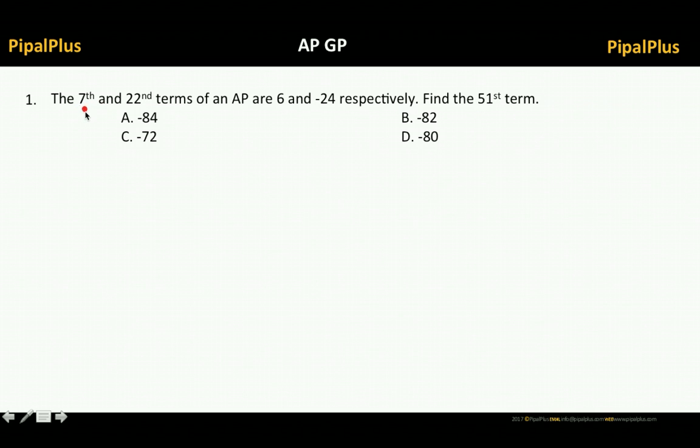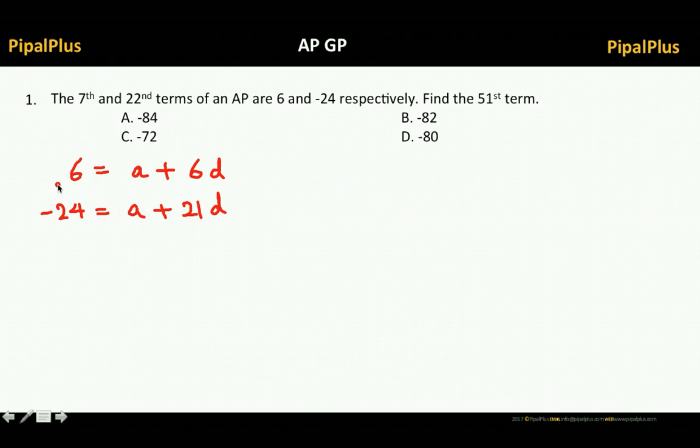So the 7th term, we know that nth term is given by a plus (n minus 1)d. So the 7th term, which is 6, will be equal to a plus (7 minus 1), 6d. Now the 22nd term similarly is given to us as -24. So -24 will be a plus (22 minus 1), 21d, right? So from this, we get two linear equations and we have two unknowns. We can solve these linear equations to find the values of a and d.